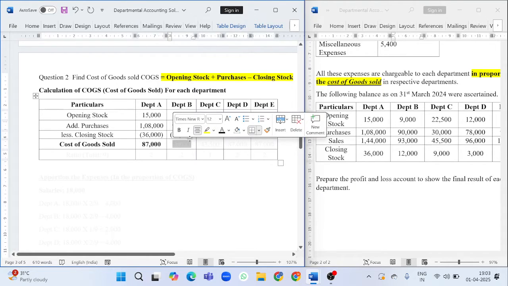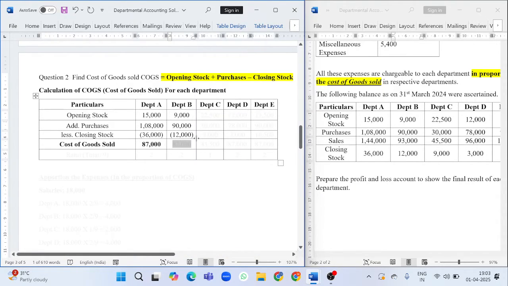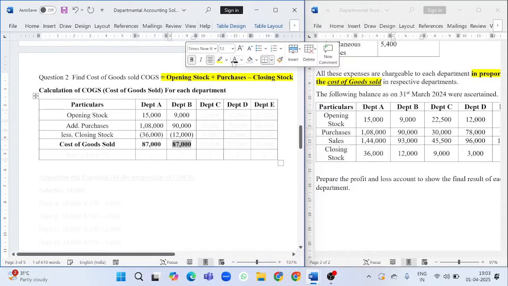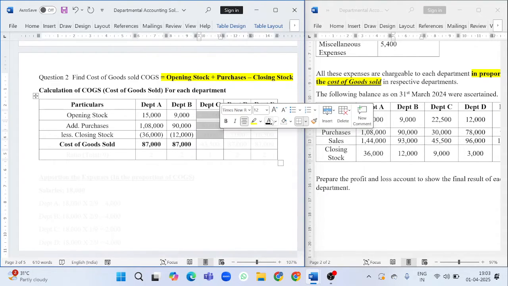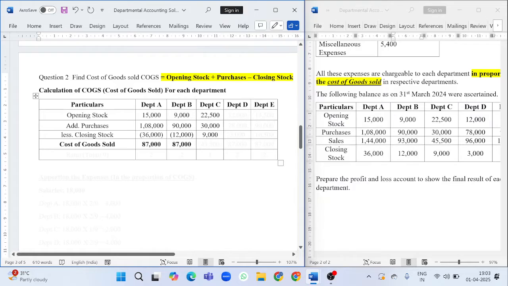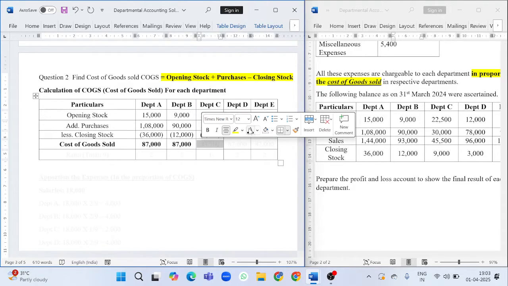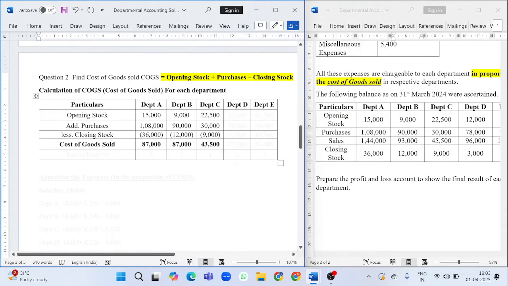So I will get the cost of goods sold, that is 87,000 rupees. So for department B also the cost of goods sold is 87,000. Now similarly I have calculated for department C. Department C opening stock is 22,500. If I add purchases of 30,000 and deduct 9,000 rupees closing stock, I will get 43,500 rupees.